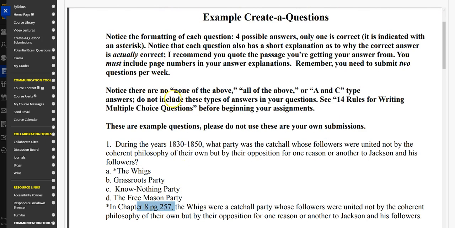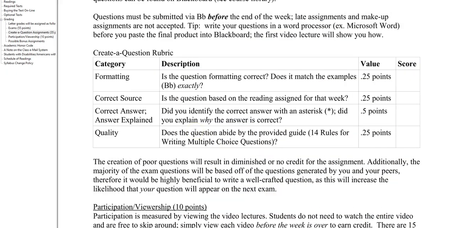I also tell you a few other things here. Notice, do not use none of the above, do not use all of the above, do not use A and C or A and B type answers, and then also read that 14-point guide before you attempt your submissions. What I'm looking for in these questions is listed in the rubric. Formatting. Does it match the formatting exactly? Is it question text, A, B, C, D, asterisk on correct answer, explanation? It needs to be perfectly like that. And again, I'll explain why in a second.